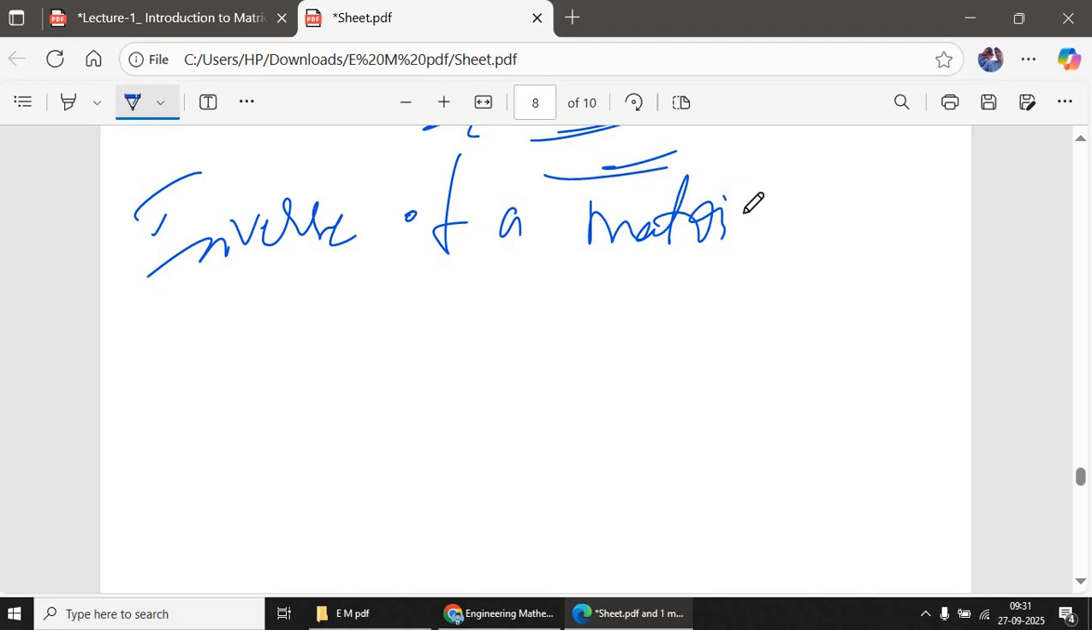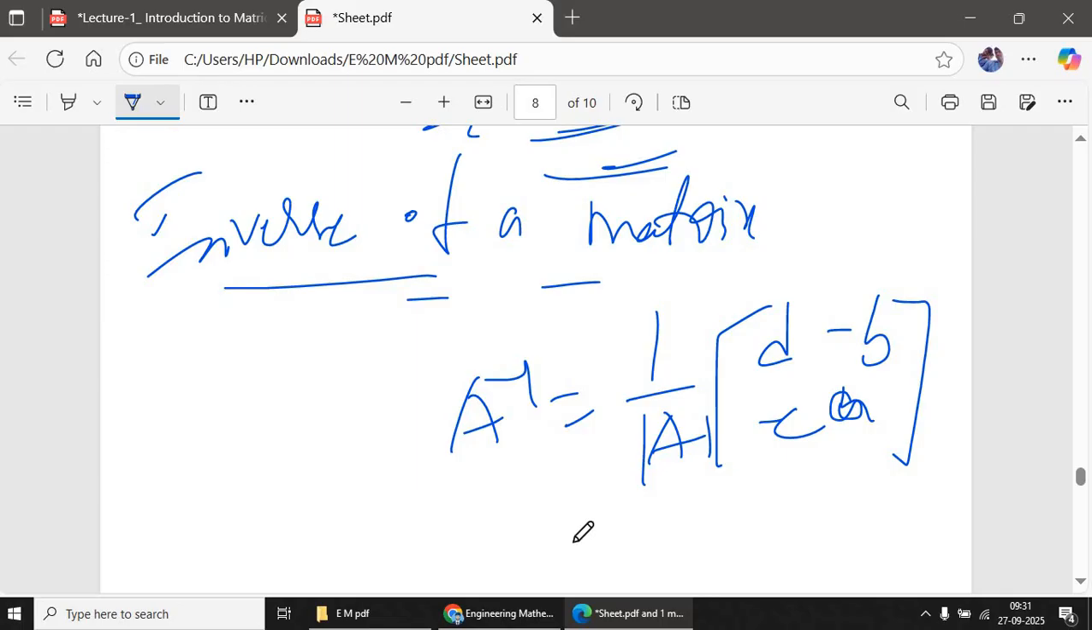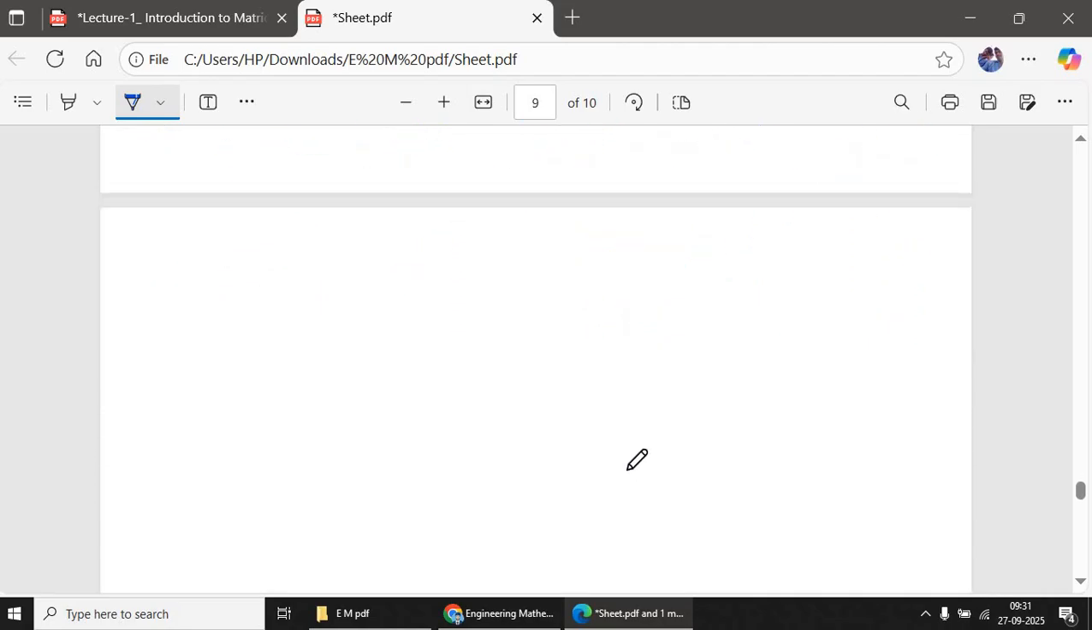Next, inverse. So the inverse of a matrix for 2 cross 2 will be simple. It is nothing but A inverse equal to 1 by determinant of A, times the cofactors: d, minus b, minus c, a. The inverse of a matrix is possible only for non-singular matrices. You can see if the determinant is 0, it is nothing but infinite. So let's see one example.